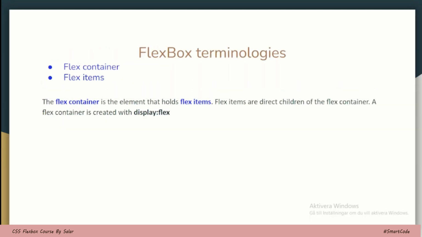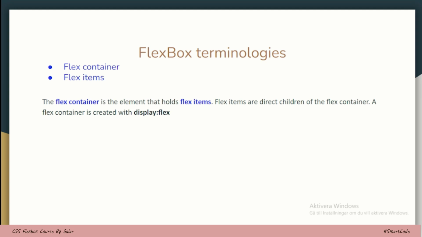Flexbox terminologies. Okay, this part is very important and I want you to listen very carefully. While working with Flexbox, we continuously use two terms: flex container and flex items. A flex container is an HTML element that holds HTML items. What does it mean? A flex container is nothing but an element, just an HTML tag. And the flex items are also HTML tags, which are inside the flex container. So there are only HTML elements. The one is container and the others are items.